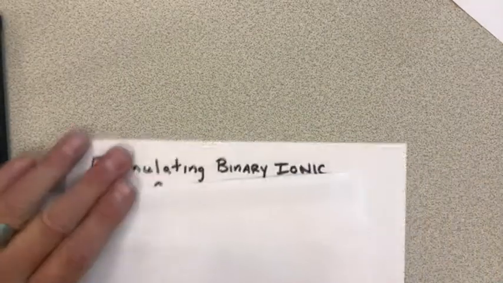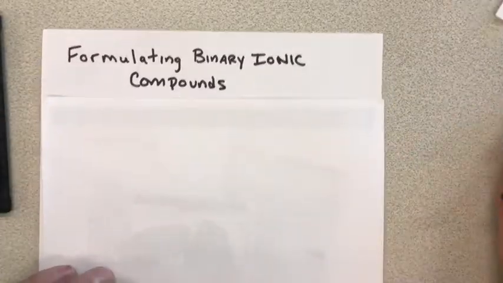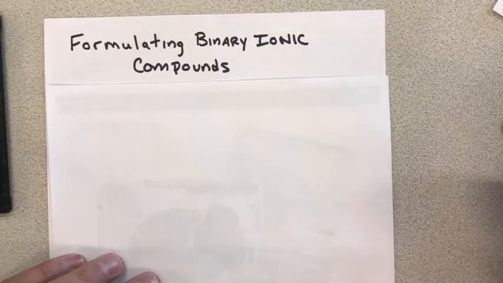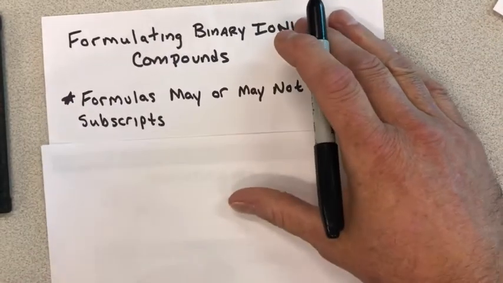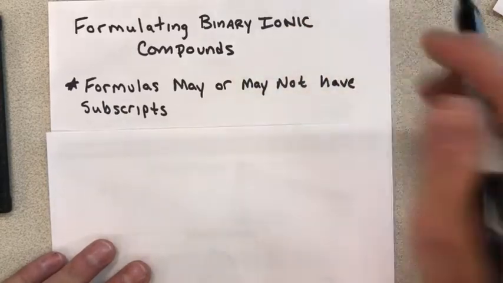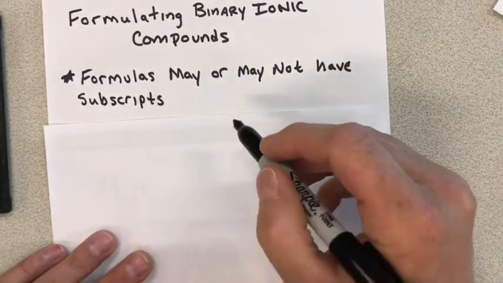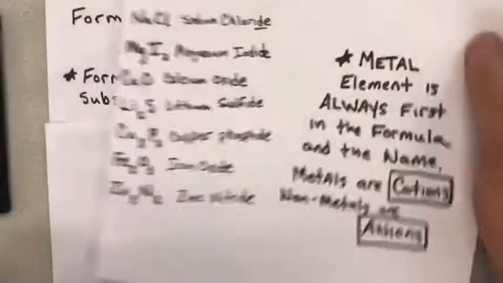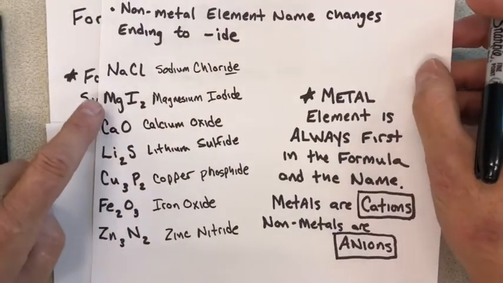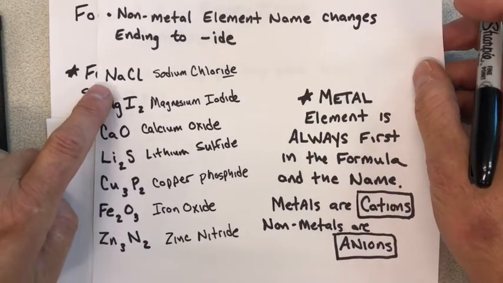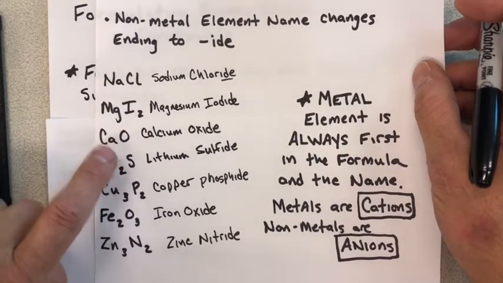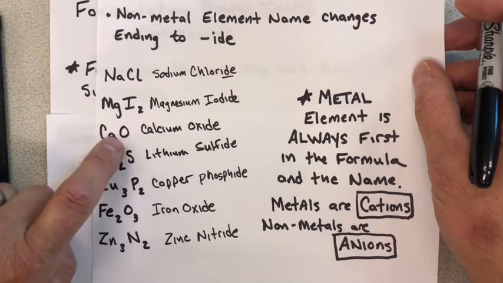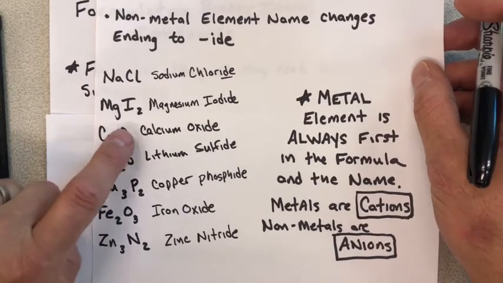And now let's figure out how we make up these formulas, because that's a very, very important part here. So, formulating ionic compounds. If you have the symbols, you can do this. Formulas may or may not have subscripts. In the examples we just did, some of our formulas did not have subscripts, like NaCl, no subscripts, CaO, no subscripts, but some of them do. Why are those there?